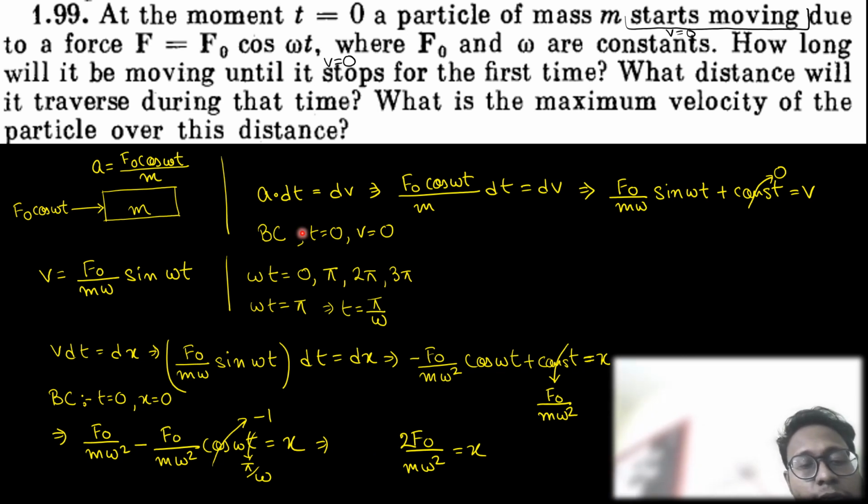Now the third part of the question. What is the maximum value of velocity over this distance? The maximum value of velocity is given by this equation. And what is the maximum value of this equation? When sine omega t is equal to 1. Why? Because the maximum value of the sine function is nothing but 1. So V max, or the maximum value of velocity, is nothing but F naught by m omega.